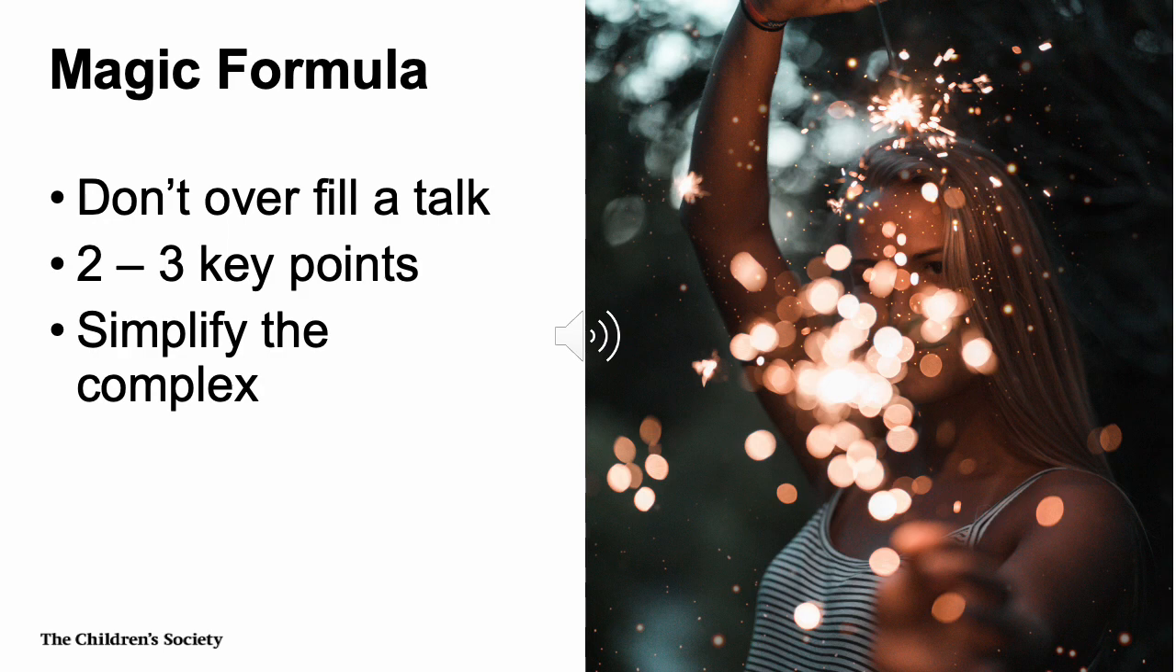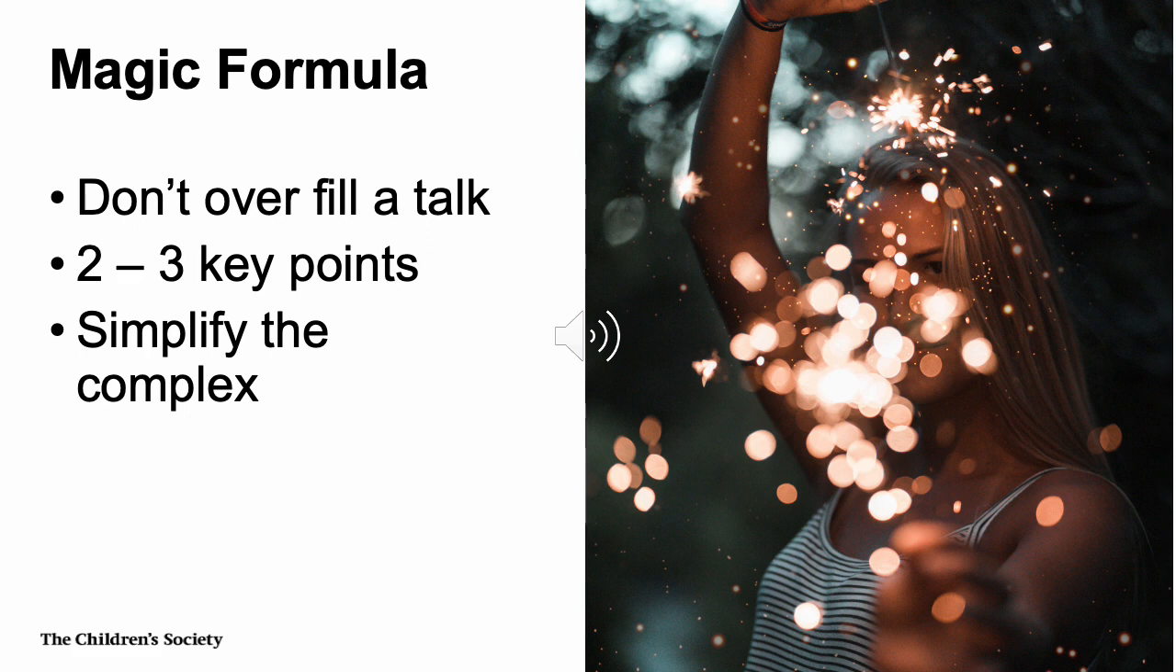The magic formula. At the Children's Society, we utilise the magic formula structure when preparing talks. This is a talk structure which follows a story arc, keeps listeners engaged and interested throughout, and encourages listeners to feel, which ultimately leads to greater long-term support and engagement after the talk.